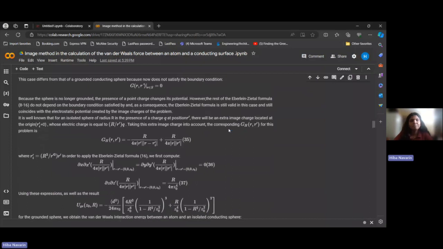So here, since the sphere is not grounded, if it has any charge, the presence of any charge causes a potential in the sphere. And equations 6 to 8 to 16 in the formulation of the Eberlein-Zietal method do not depend on the boundary condition, and hence are still valid in this case. And it coincides with the electrostatic potential created by the image charges.